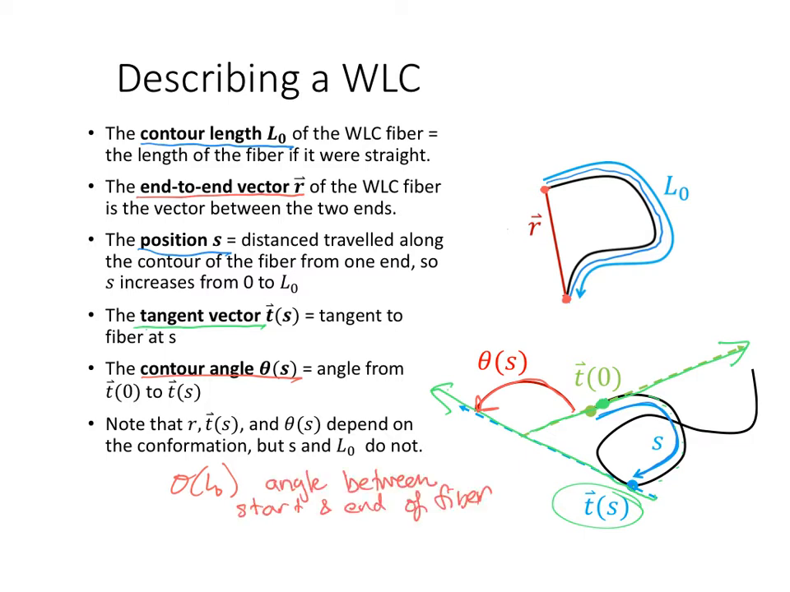So note as we talk about these that R, the end-to-end length, T of S, the tangent vector at a position S, and theta of S, that angle between the initial tangent vector and the tangent at T of S, all depend on the conformation of the fiber. So if this fiber is undergoing thermal fluctuations, that is, like most molecules, wiggling around and changing shape all the time, these things will constantly change over time. In contrast, S and L0 are properties, the distance along the contour length and the total contour length, that are independent of conformation.